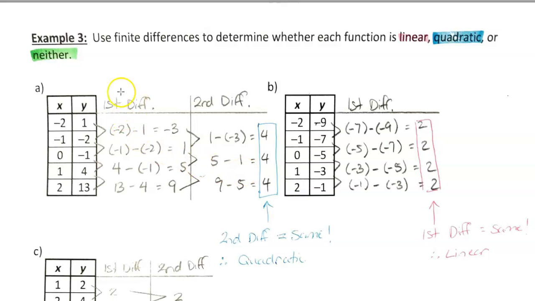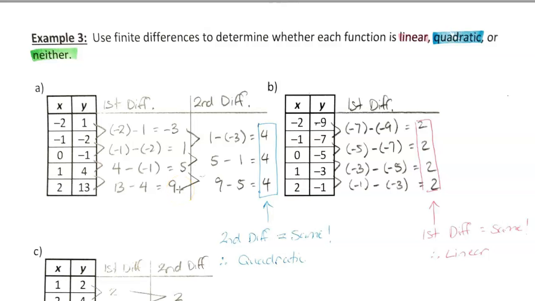Now, if I calculate all the first differences for the next table, again noting that all the x values are going up by the same amount, and taking all the y values and subtracting them, bottom, which is -2, minus the top, which is 1, that will make -3. If I do that for all of these pairs of y values, I notice they're not the same. Therefore, this is not a linear function.